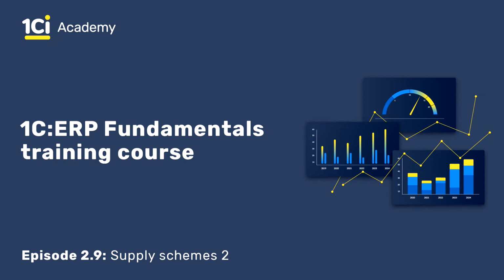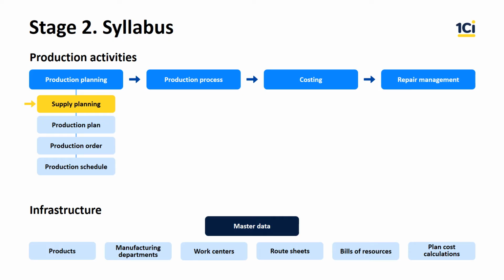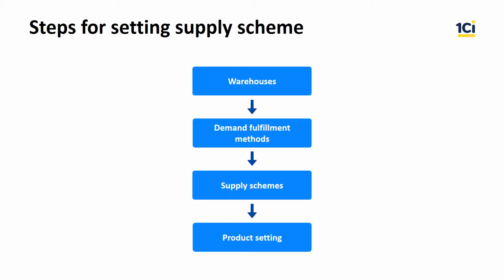Hello! In this lesson, we continue learning about supply schemes. Now it's time to learn how to replenish stocks of materials for production, while avoiding both delays and warehouse overstocking. To do this, we'll set up a material supply scheme for the central warehouse. And next, we'll create the supply schemes for semi-finished products.